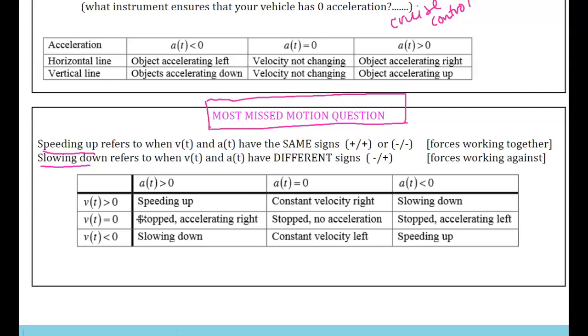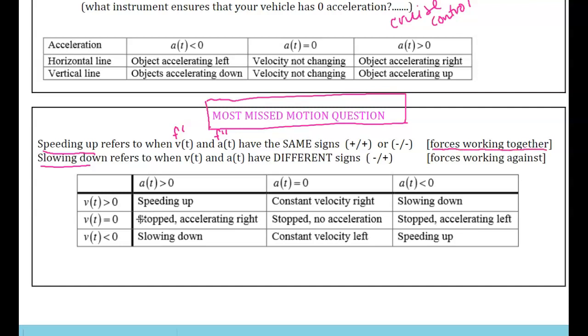So if something is speeding up, it means that my velocity, which is your first derivative, and my acceleration have the same signs. So they're both positive or they're both negative. And people say, well, why does that mean I'm speeding up? Well, those forces are working together.